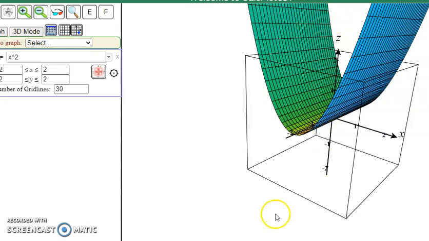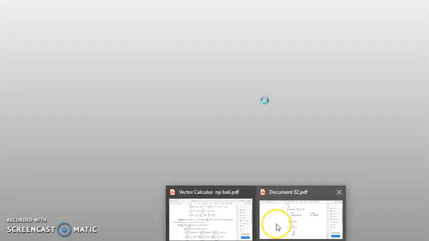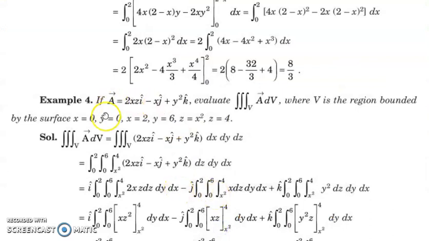Now the variation of x and y will be constant, because planes are given for them. So x will vary from x equal to 0 to x equal to 2. They are parallel planes, so the portion of the paraboloid between these parallel planes is what we need. So z varies from z equal to x square to z equal to 4, x will vary from 0 to 2 and y will vary from 0 to 6. So those are your limits of integration.